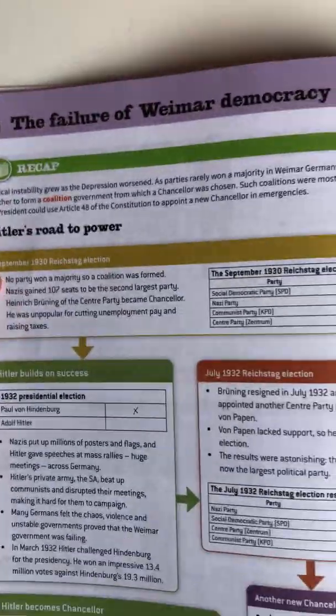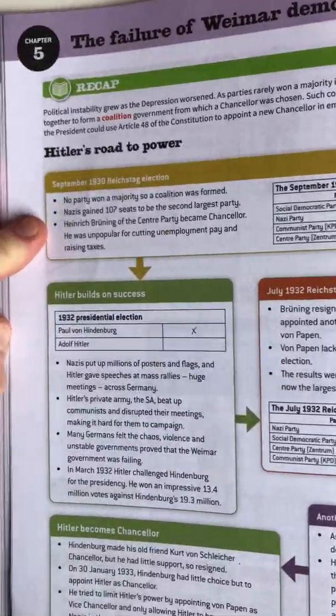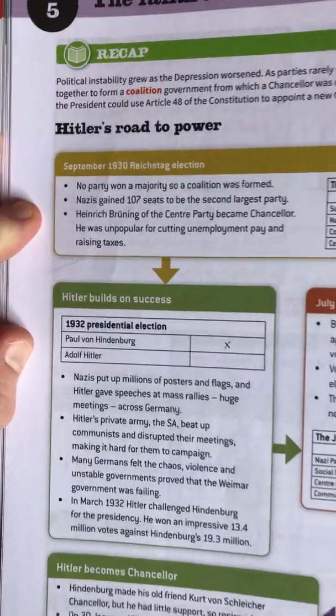Next up, the failure of Weimar democracy. So how was Hitler able to actually take control and get rid of Weimar democracy?